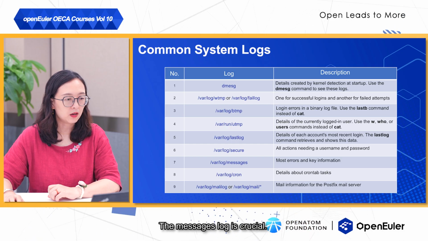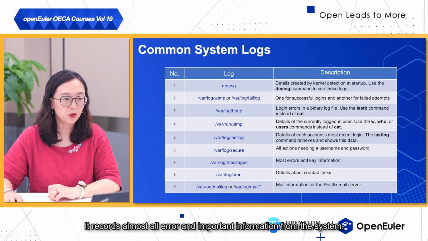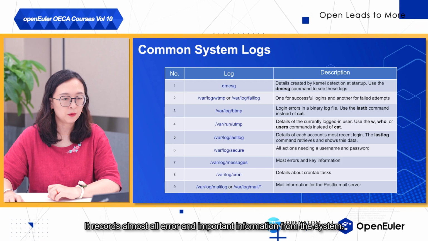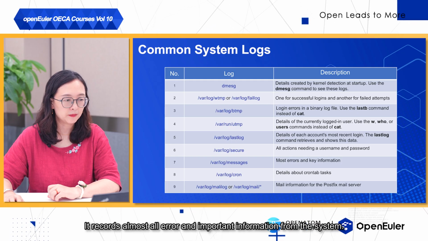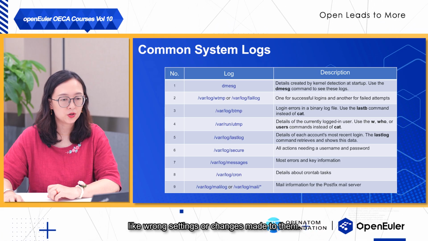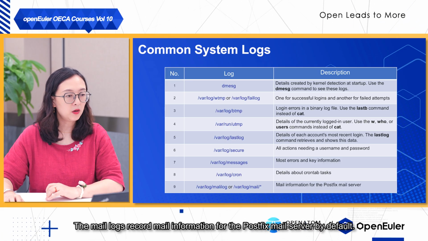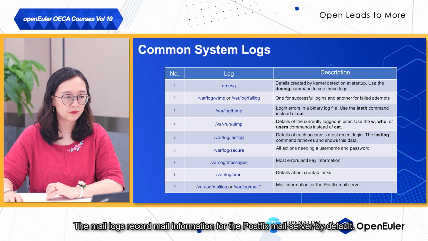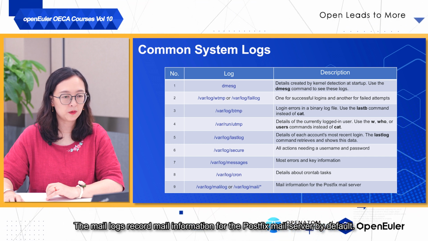The messages log is crucial. It records almost all error and important information from the system. cron records details about crontab tasks, like run settings or changes made to them. The mail logs record mail information from the postfix mail server by default.